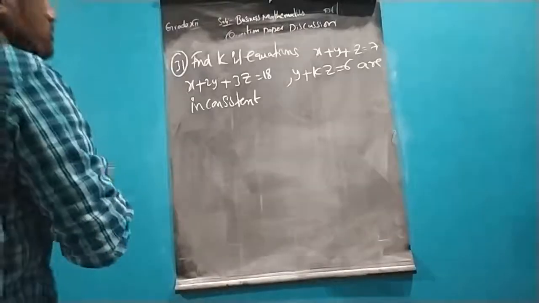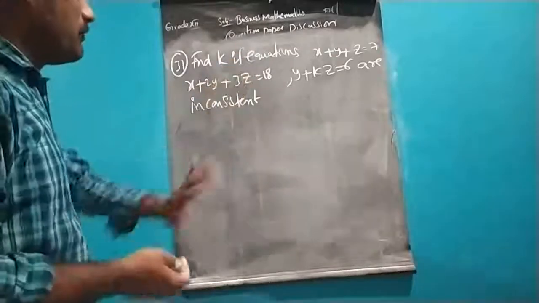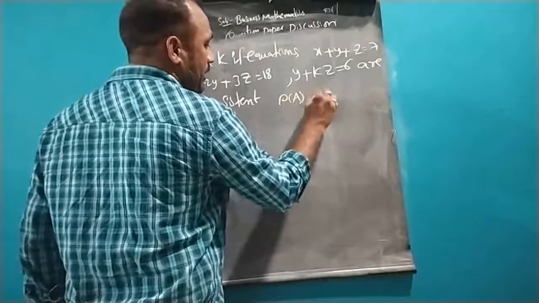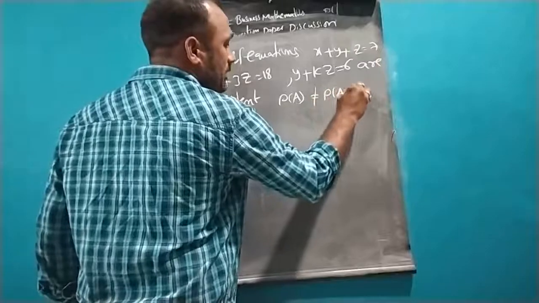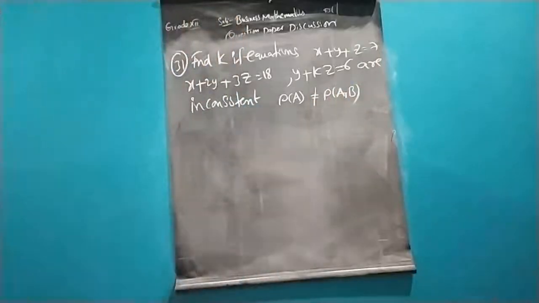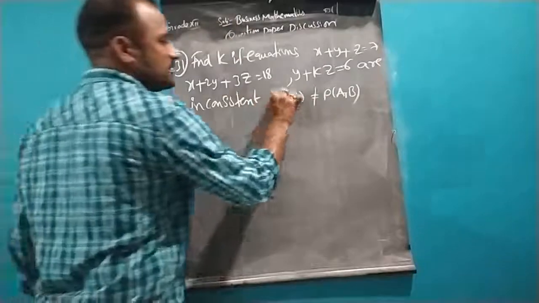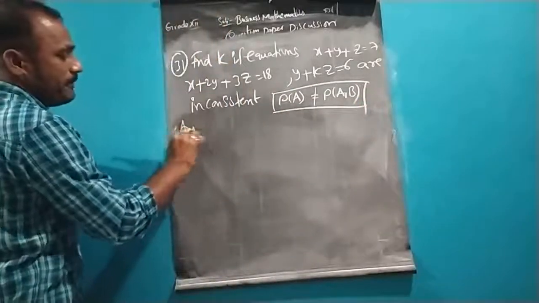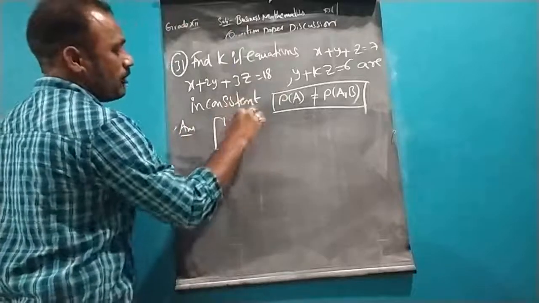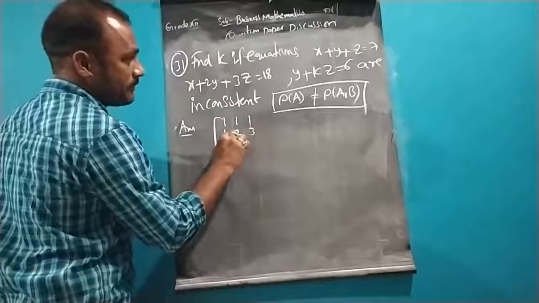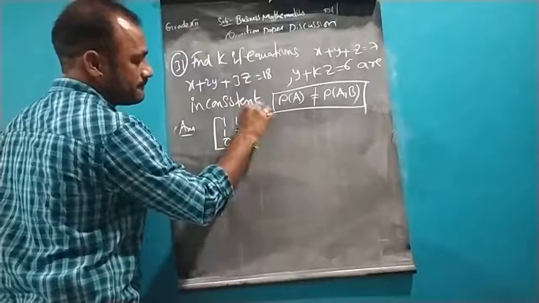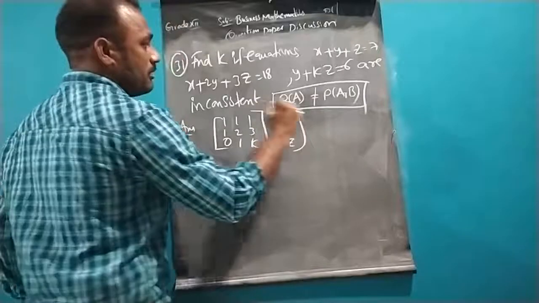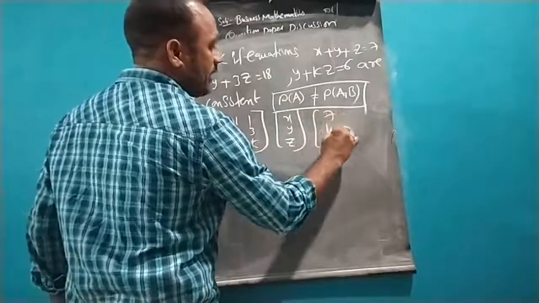Let us see the 31st question. Find the value of k if the equations are inconsistent. We know the inconsistency rule is that the rank of matrix A must not be equal to the rank of the augmented matrix, that is A comma B. This is the condition that satisfies inconsistency. Now let us take first the matrix format: the matrix 1, 1, 1, 1, 2, 3, 0, 1, k, and the variables are x, y, and z, with constants 7, 18, and 6.